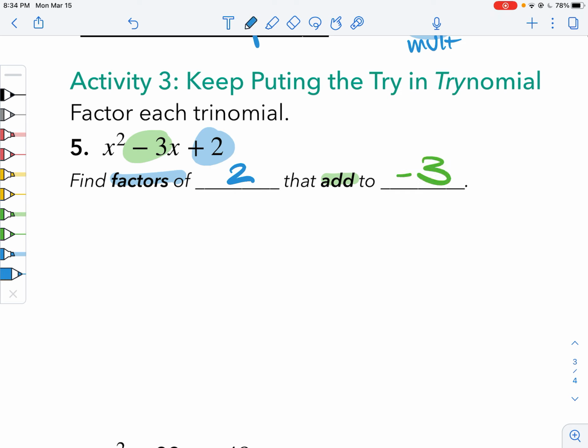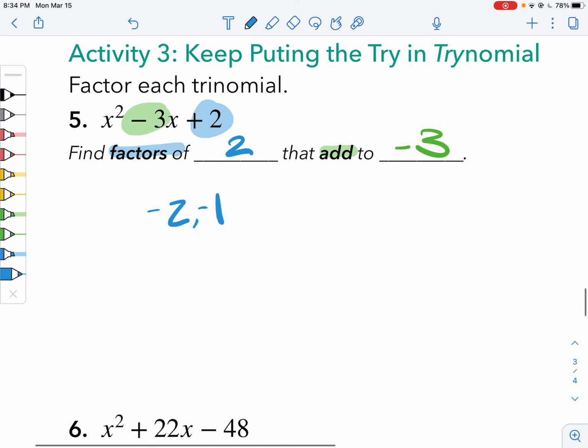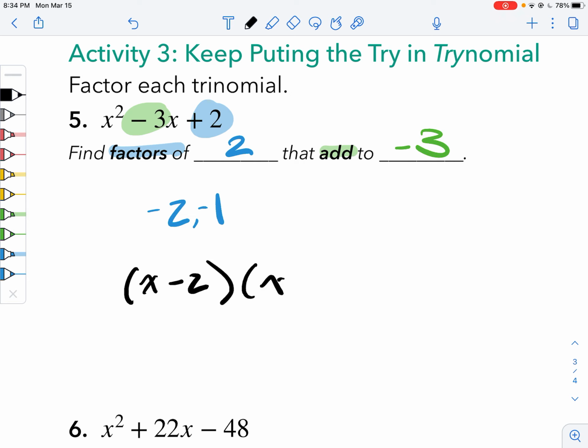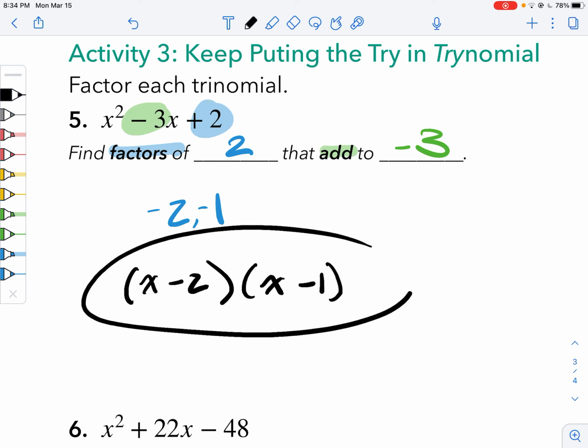Okay, so factors of 2 are going to be 2 and 1, but that's it. Except, oh shoot, they add to a negative number. We need to make them negative. Oh, hey, look, they add up to -3. That's nice. So it's going to give us x minus 2 times x minus 1. And then we're done. We've got those factors, -2, -1. We're all set. And they add to -3. Ta-da! So you don't have to do the box at all. But if you want to, you can.